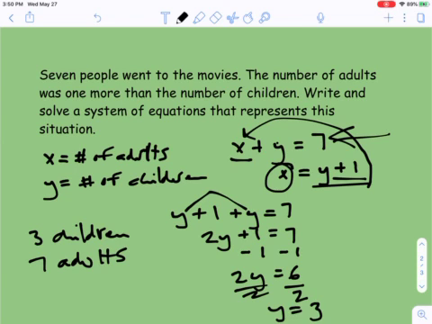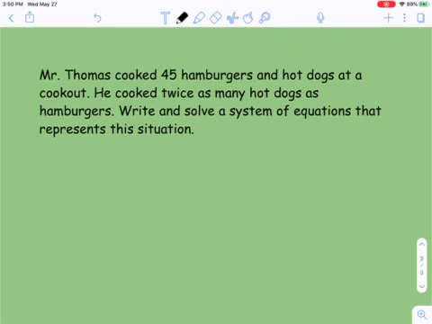These aren't super complicated. It's just that you have to slow yourself down enough to cipher through what they're telling you with the information they're giving you. All right, let's look at one more.